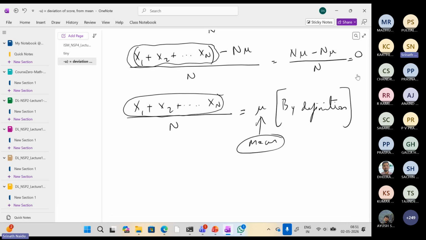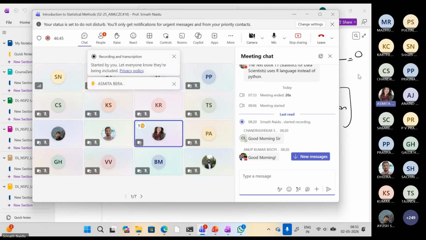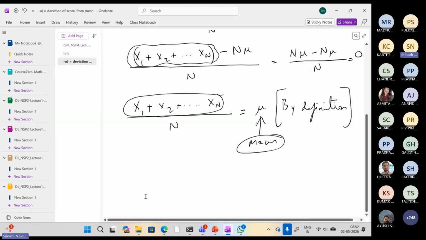Anything else? Yeah, go ahead. Yes, sir. Here, x1 plus x2 plus xn divided by n is already mu. No, it's already mu. Okay. See, I think the real problem was that I should have interchanged the positions of equations 3 and 2. Equation 3 comes before equation 2. We already know that the mean is given by this.